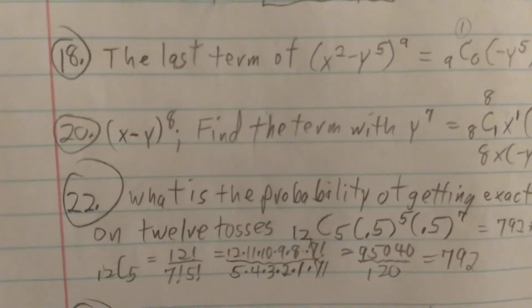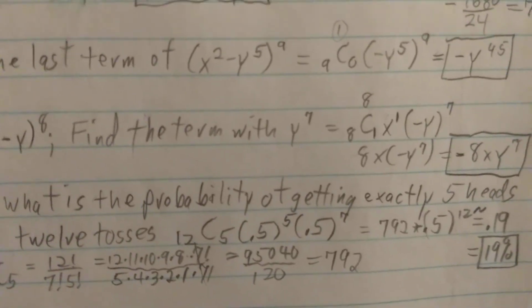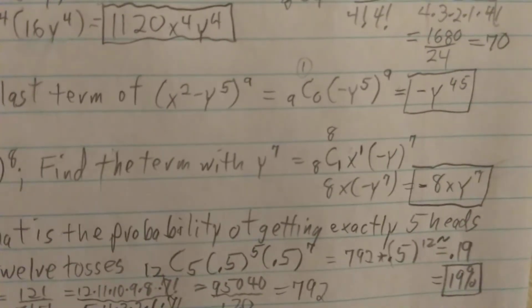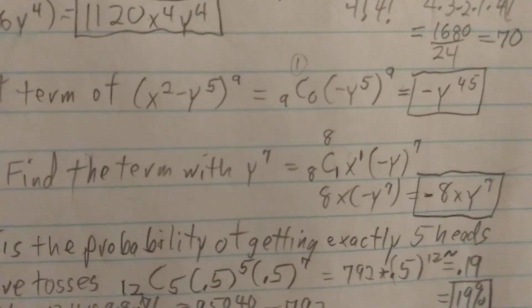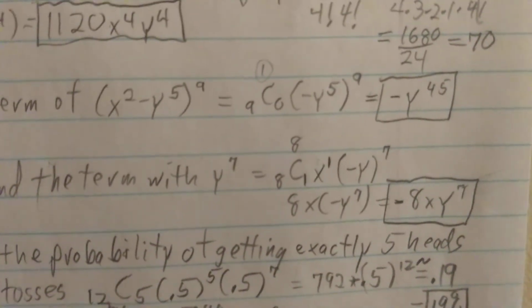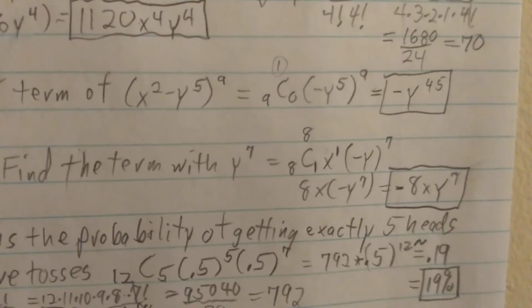Now on 18, we want the last term of (x squared minus y to the fifth) to the ninth. So this is easy. This is 9C0 times (negative y to the fifth) to the ninth power, which is just 1 times negative y to the 45th power, multiplying exponents.